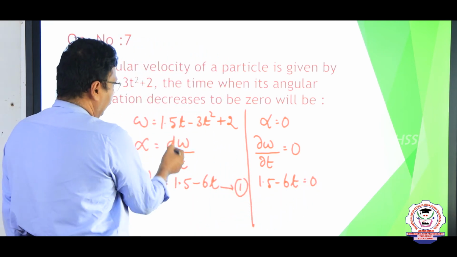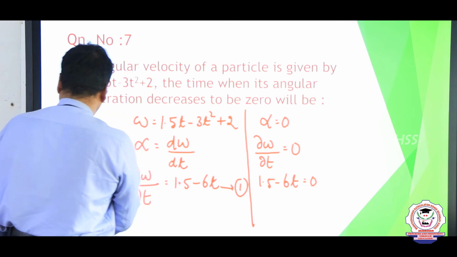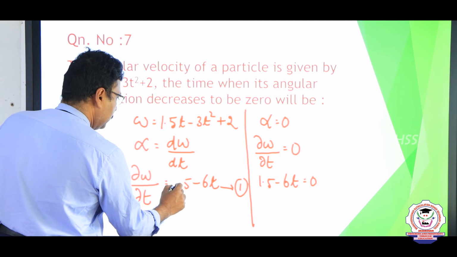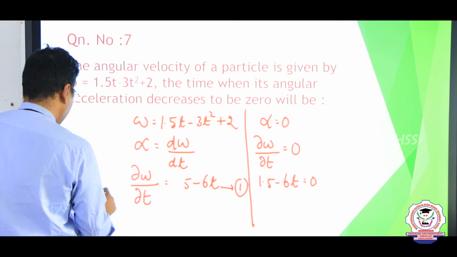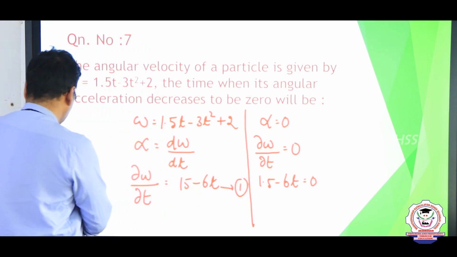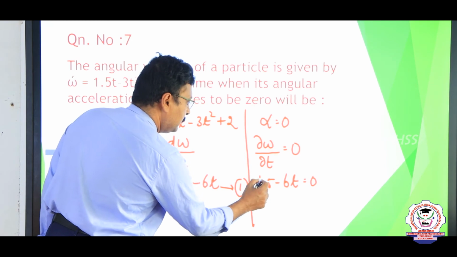3 into 2 is 6, 15 into 1 is 15. So this is not 1.5, this is 15. So this is 15 minus 6t.